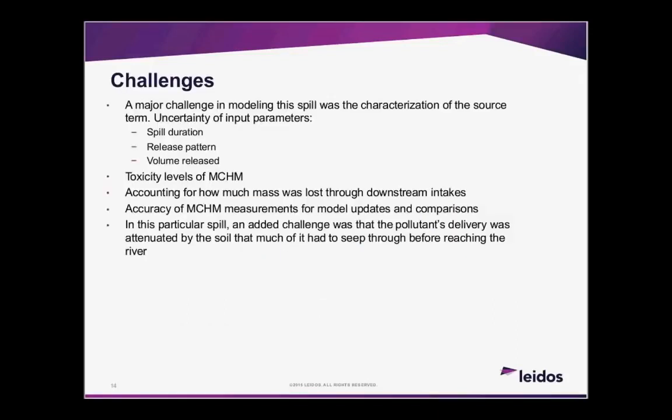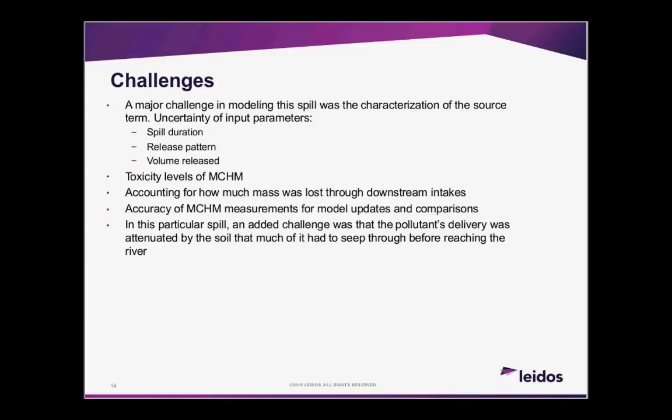So there are a number of challenges associated with this particular event, particularly with uncertainty of input parameters. The spill duration: how long did the chemical actually leak from the tank, and what kind of release pattern did it show? Was it continuously releasing over a period of time, or were there sort of ups and downs? Did it ebb and flow? And exactly how much volume was released? Initial estimates were about 5,000 gallons, and then it went up to 7,500, and then finally it was agreed upon that there was a 10,000 gallons release.